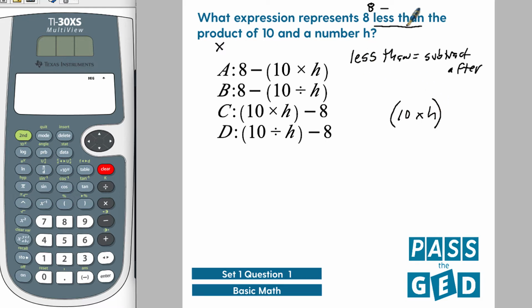And 8 less than, again, this means subtract after. So you have to do this first. So we're going to subtract 8 after we've done this. And so our answer is going to be C.